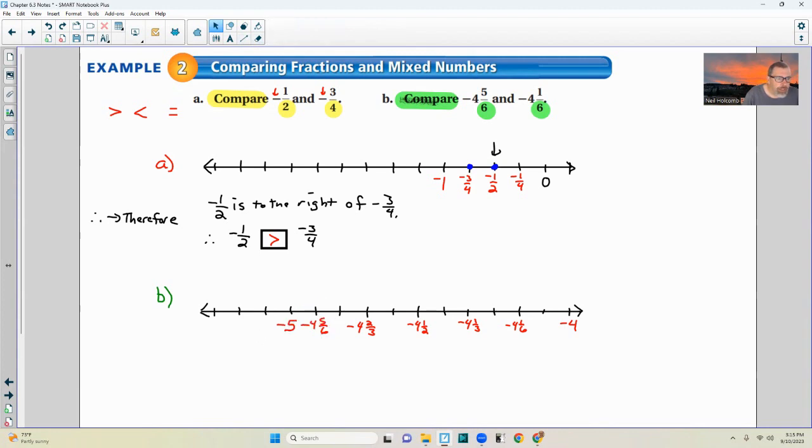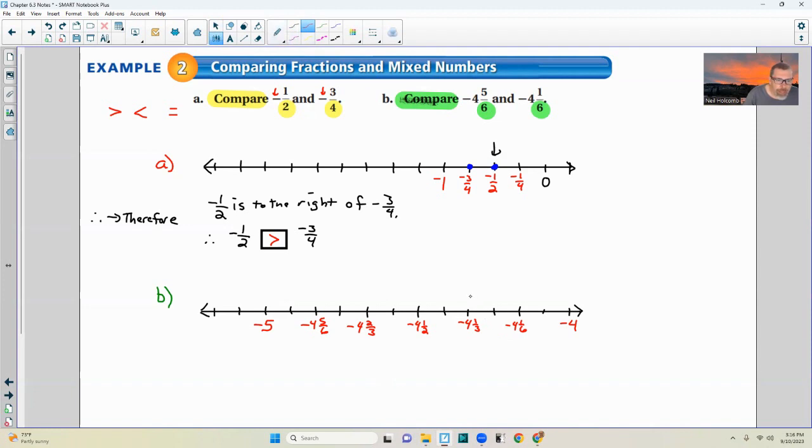All right, let me just erase this. Or actually, let me just do this. Okay, there we go. So -4, -4 and 1/6, -4 and 1/3, -4 and a half. Okay, and remember, I'll put these at the top, by the way.